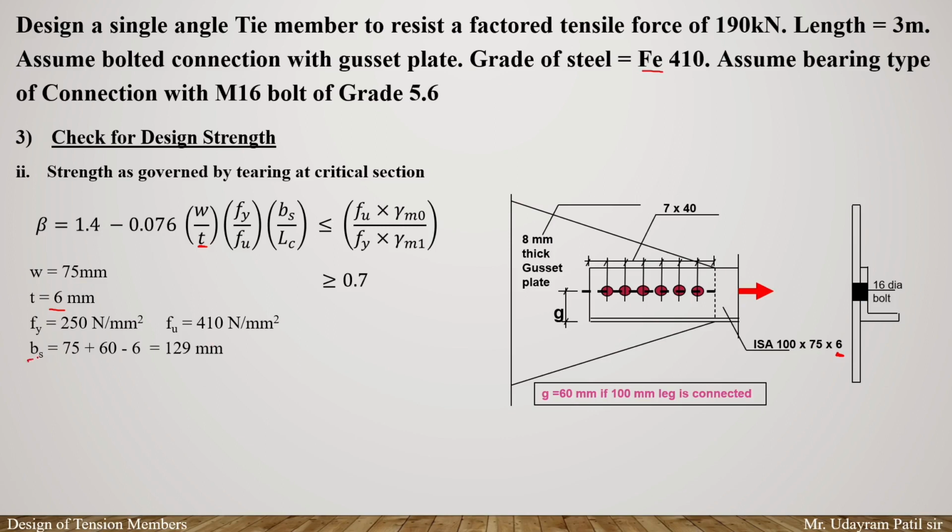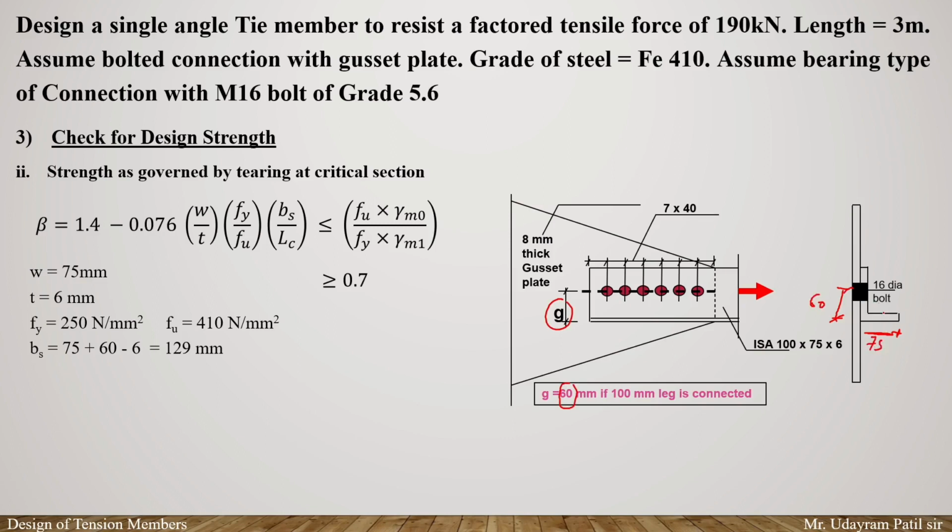Next is the value of the Bs. Okay, Bs is your shear lag width. So again here the shear lag width will be equal to the outer portion of whatever our outstanding leg is. Whatever the far end is, from that particular outer portion to our bolt, that length is your Bs. So here again it will be equal to this particular W. The W is 75, plus this particular distance, which is your g. And the value of g, the gauge distance, is given as 60 mm. So it will be equal to 60 plus 75.